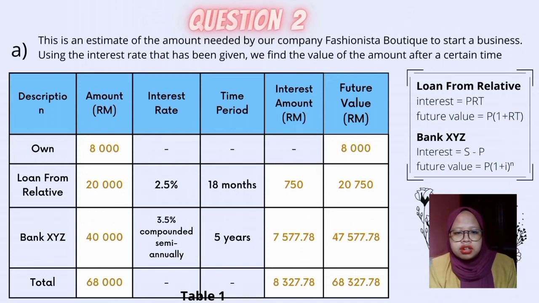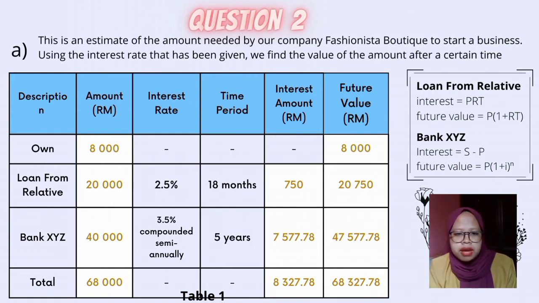Next, the description for loan from relative. The amount of the loan from relative is RM20,000. The interest rate is 2.5% and the time period is 80 months. The interest amount is RM750 and the face value of the loan from relative is RM20,750.